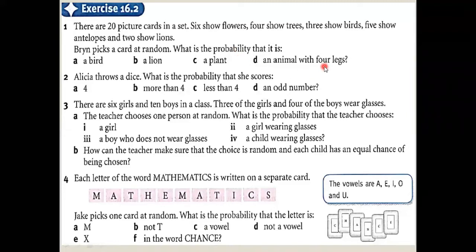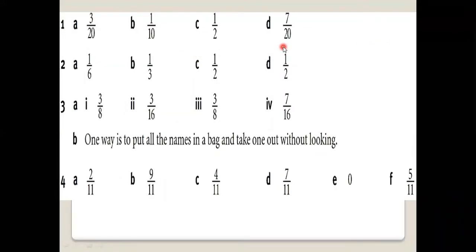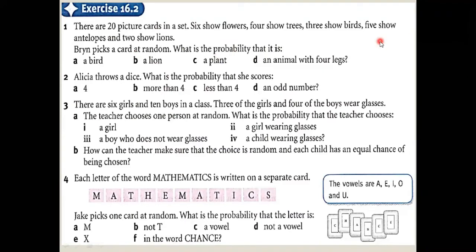An animal with 4 legs? No, it doesn't have 4 legs. It's 2 legs, and 5 are antelopes. So antelopes, there are 2 lines here. So let's check 2 and 5, that is 7. So we just said that. So here 7 by 20 is the probability of getting an animal that has 4 legs.